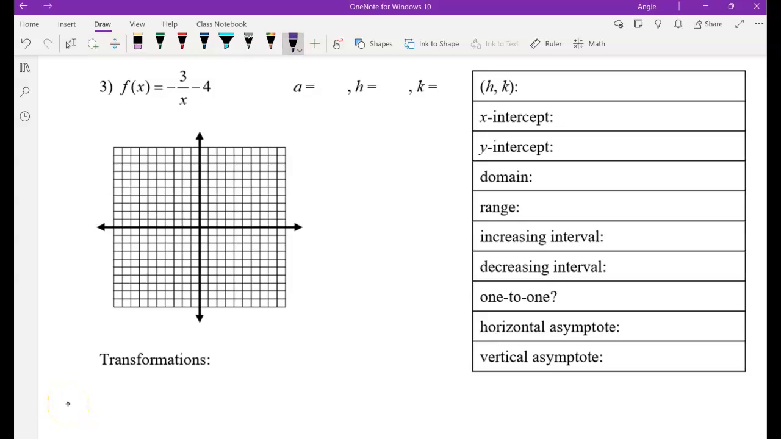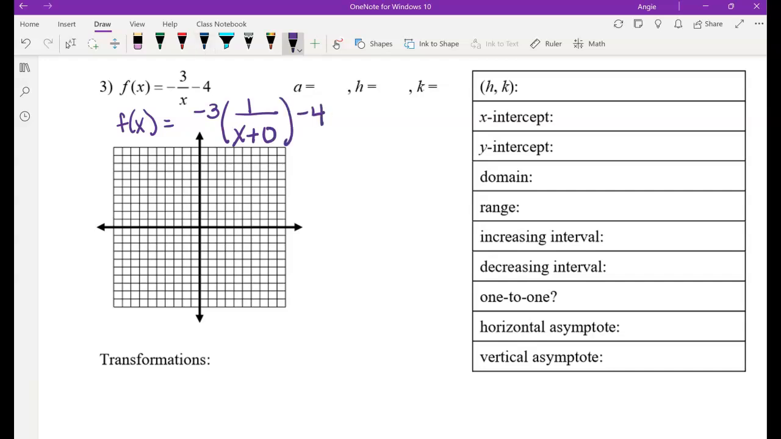Example 3 says f of x equals negative 3 over x minus 4. Okay, so let's rewrite this. As you can see here, students, we're going to rewrite it as negative 3 times 1 over. We don't have anything adding to the x in the denominator, so technically that is the same thing as adding 0 and then minus 4.